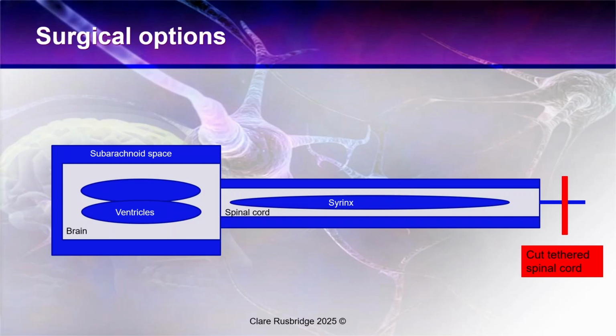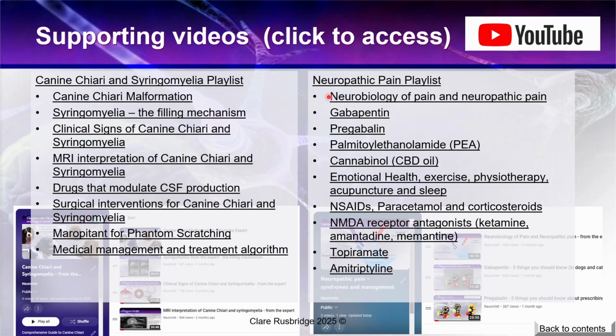And finally, this is much rarer, you can cut the tethered spinal cord. So this would be cases of syringomyelia that are associated with a tethering of the spinal cord, such as spina bifida or myelodysplasia. So I'd like to end at that point and say that there are an awful lot more supporting videos.